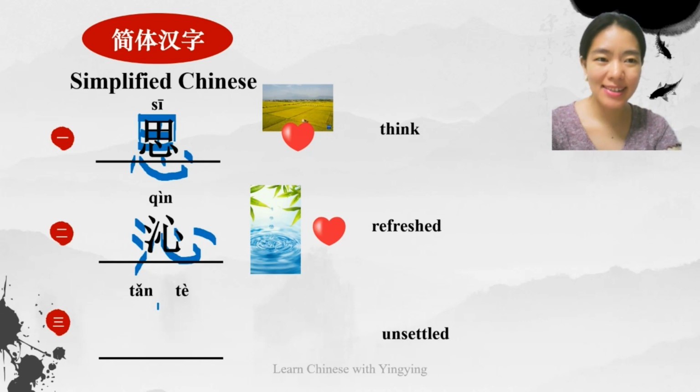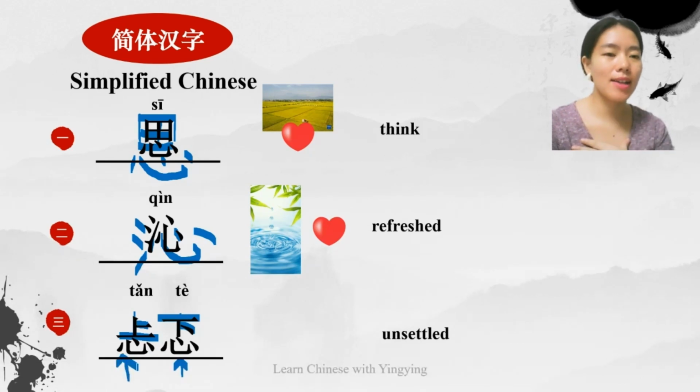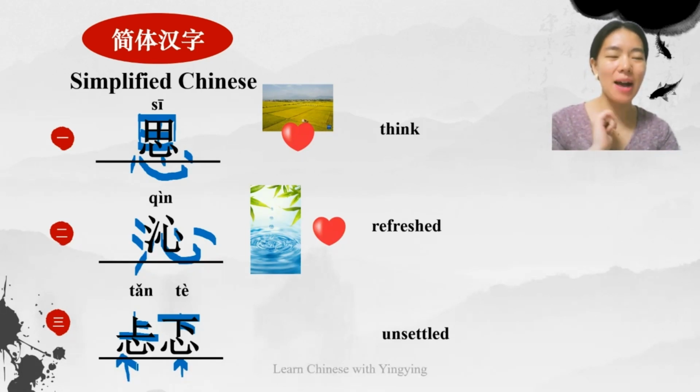And the last one actually is two words, tan, te. And this phrase means unsettled. The top of it is shang, xia. It means up and down. And the bottom of these two words are, you see, heart. So when your heart is kind of up and down, it means unsettled. It means you're kind of frightened. So how many do you get right? Leave them in the comment below.